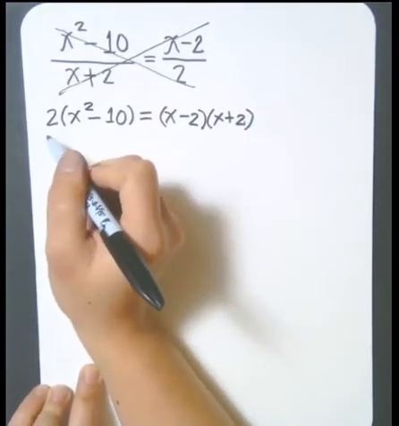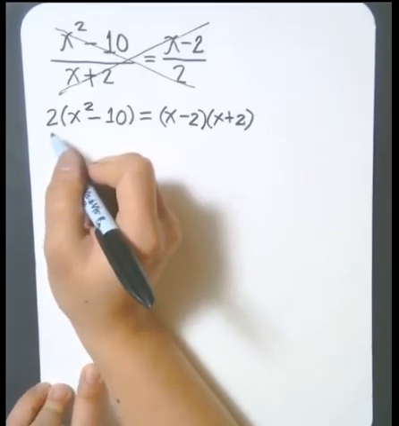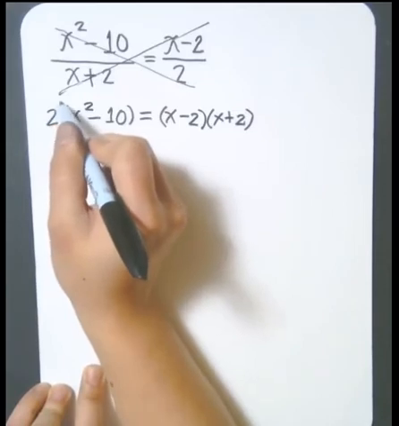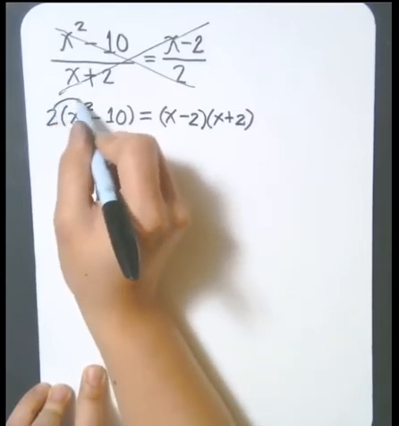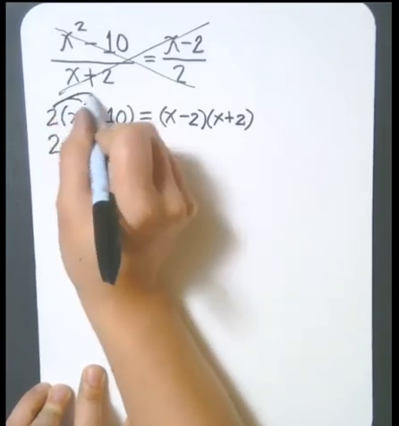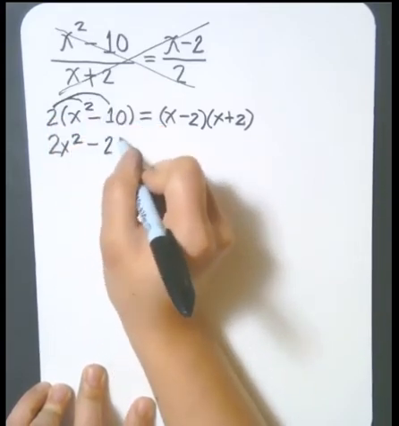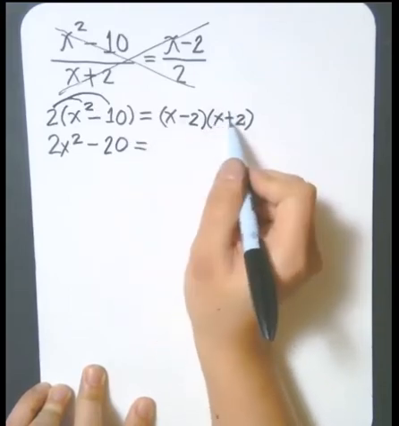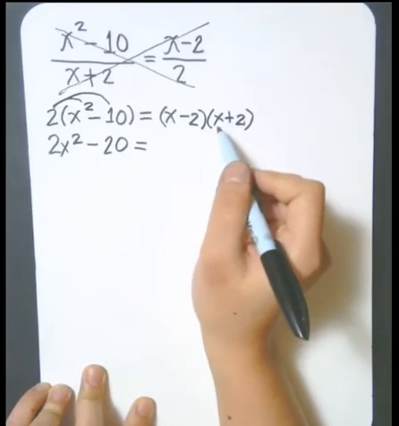After we cross multiply, we proceed to step number 3. We simplify. We apply the distributive property of multiplication here. 2 times x squared is 2x squared. 2 times negative 10 is negative 20. Equals. To multiply our two binomials, we can apply the FOIL method.